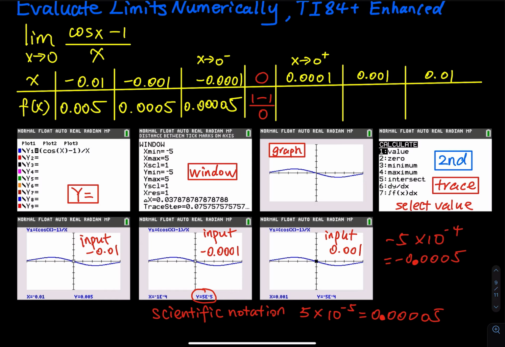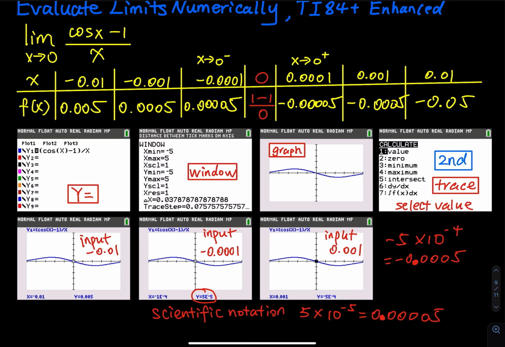Let's take a look at the right side. You don't need to go back to second and trace. Just type the value that you want, such as 0.1, and you should get negative 0.05. After you got that, just hit the next value, 0.01. That gives you negative 0.005. And the last one, 0.001, gives you negative 0.0005.